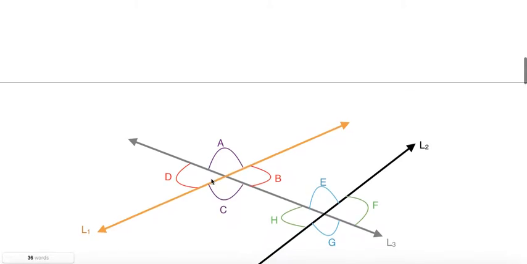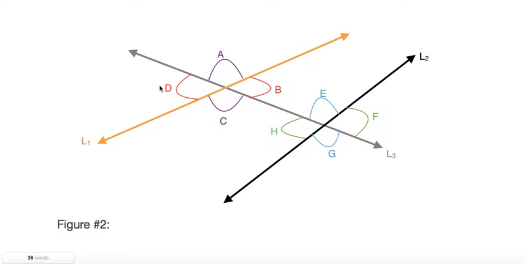In figure 2, we have two lines that are intersected by a third line, L3, which we will call our transversal line. If we extend L1 and L2 out, they will eventually intersect, so we can say that they are not parallel lines. At each intersection there are four angles, so at the intersection of L1 and L3 we have A, B, C, and D. And at the intersection of L2 and L3 we have E, F, G, and H. So all told we have 8 angles.